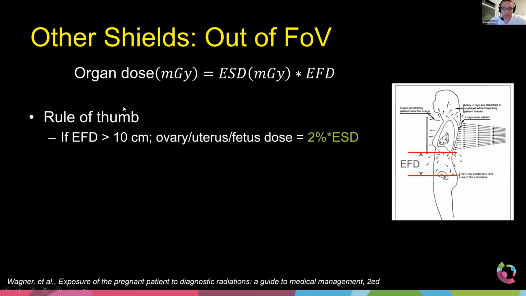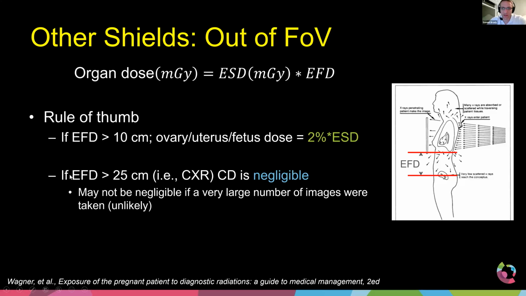So rule of thumb, if your distance from the most inferior portion of the imaging field of view is greater than 10 centimeters, generally speaking, it's 2% of the entrance skin dose. If you're greater than 25 centimeters away from the inferior aspect of this field of view, then the dose is negligible. The dose to that organ, you just basically couldn't measure it.